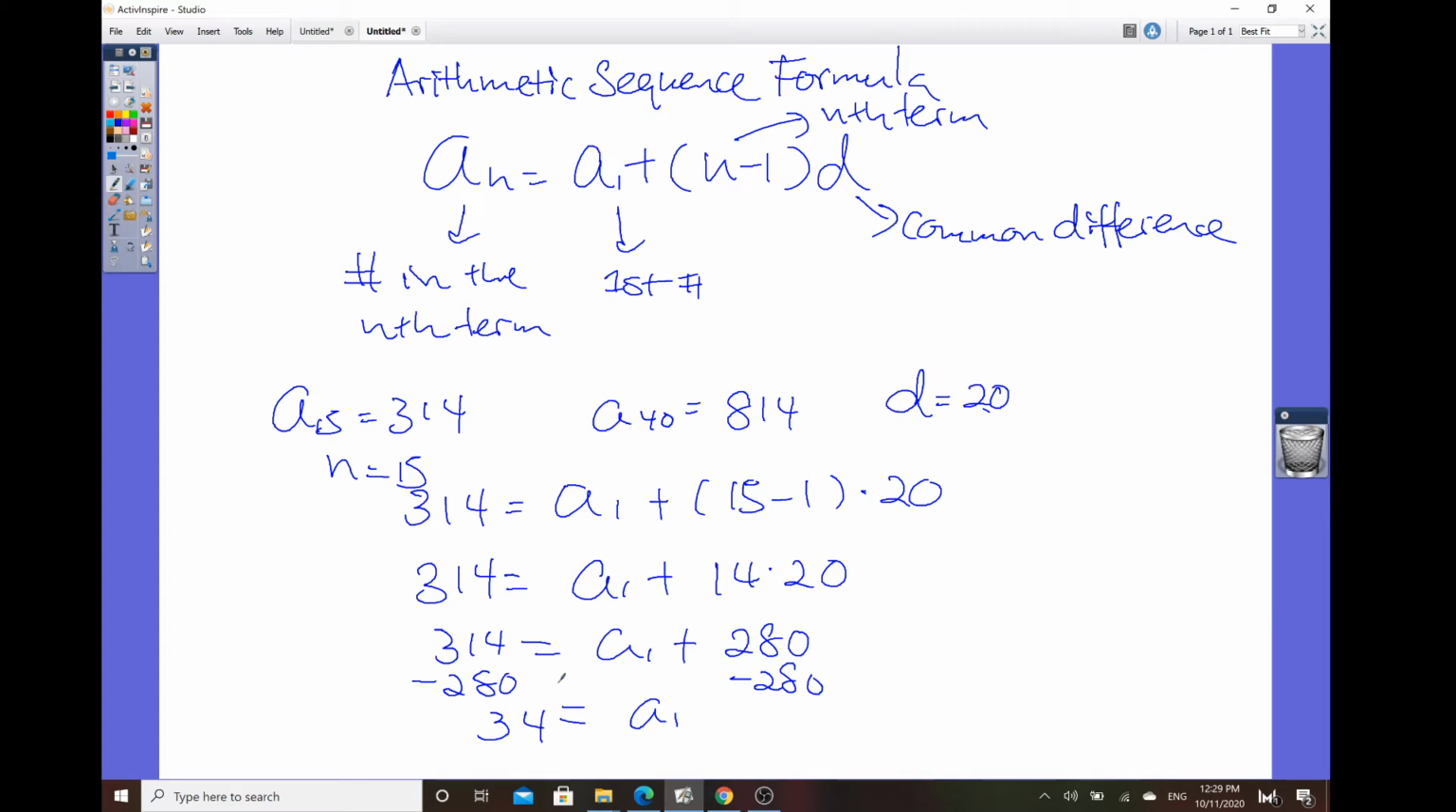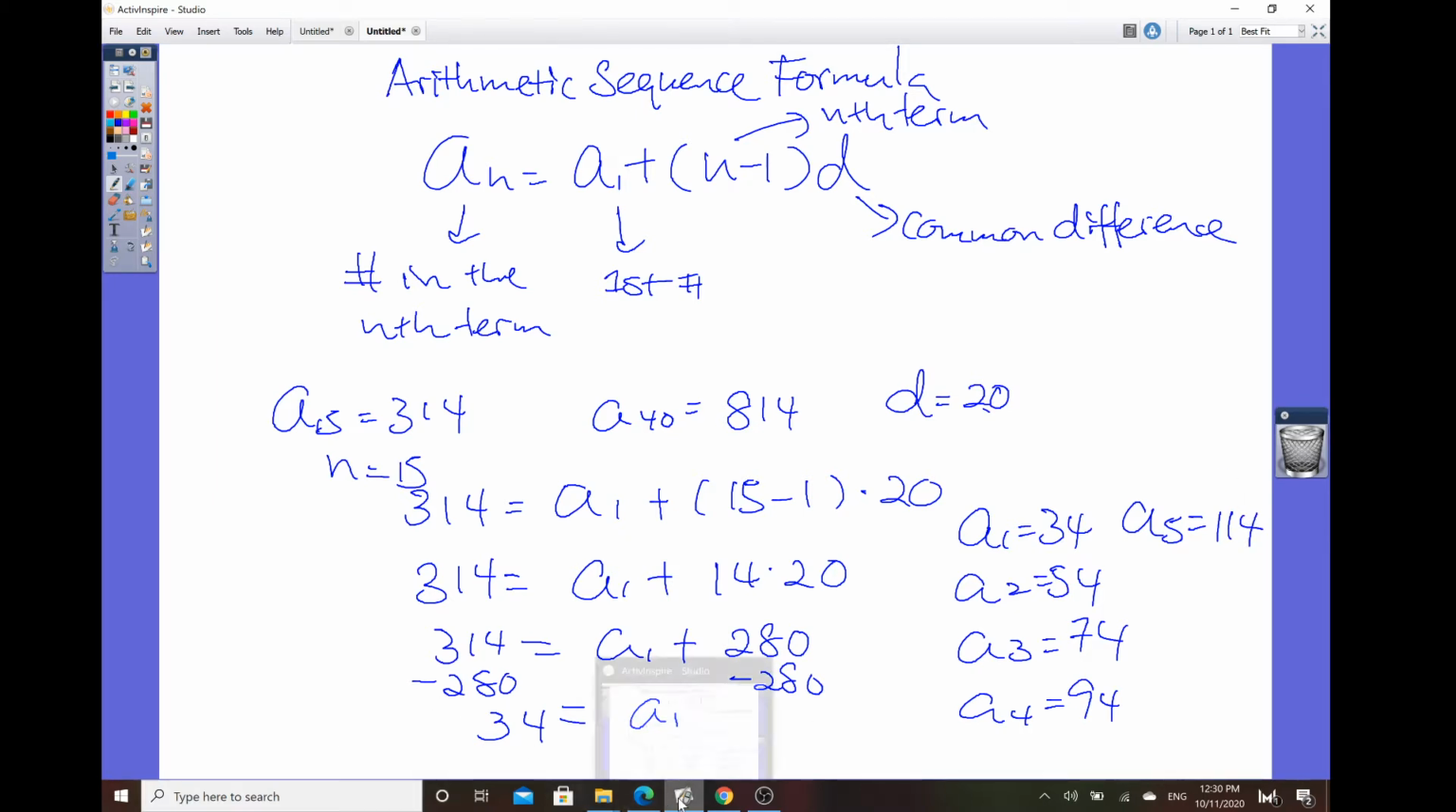Now we want to find the first five terms. A sub 1 is 34. A sub 2, we just keep adding 20, so 54. A sub 3 is 74. A sub 4 is 94. And a sub 5 is 114. Now let's see what else we need to find for this one.